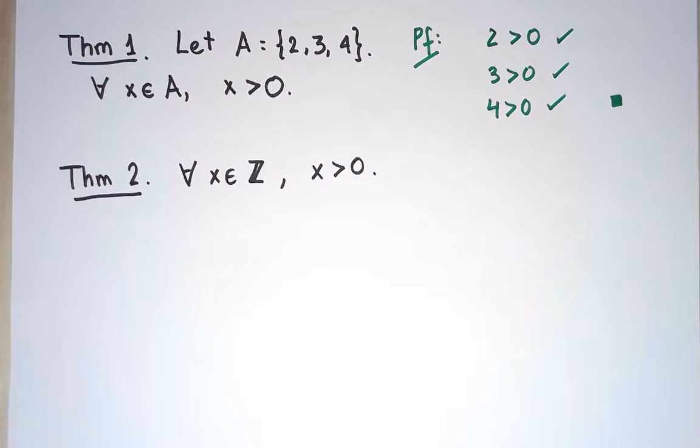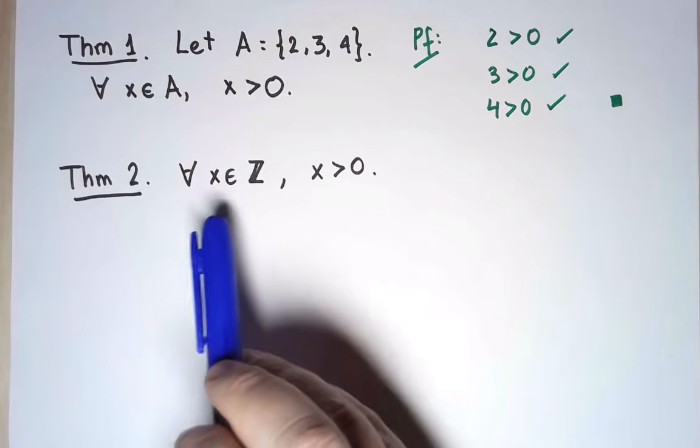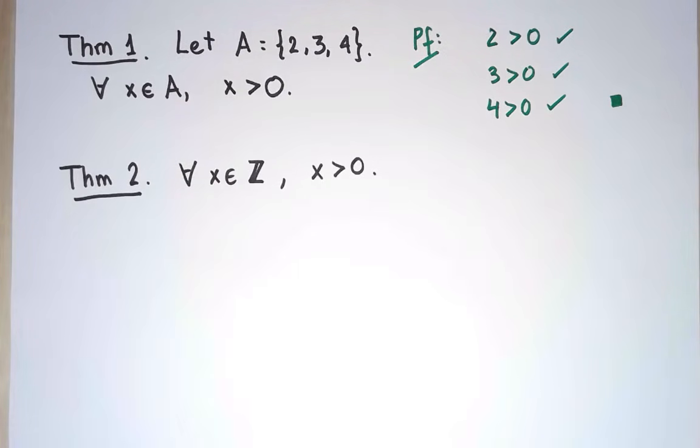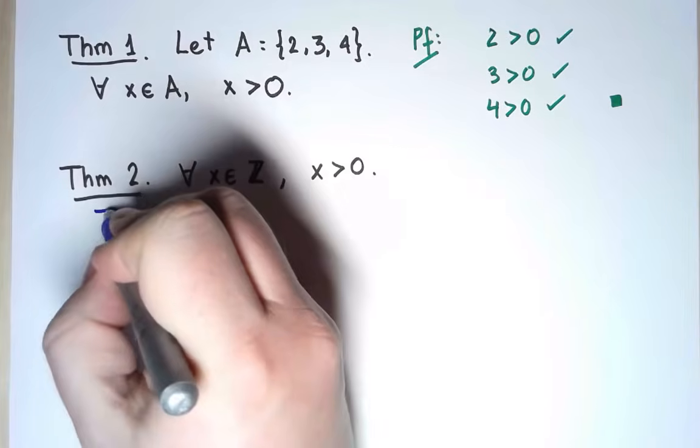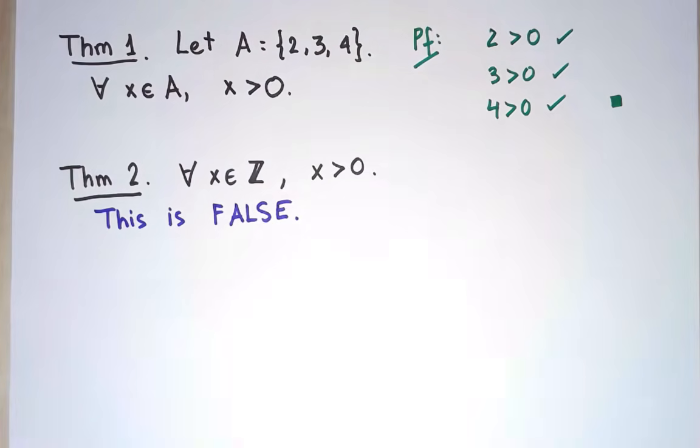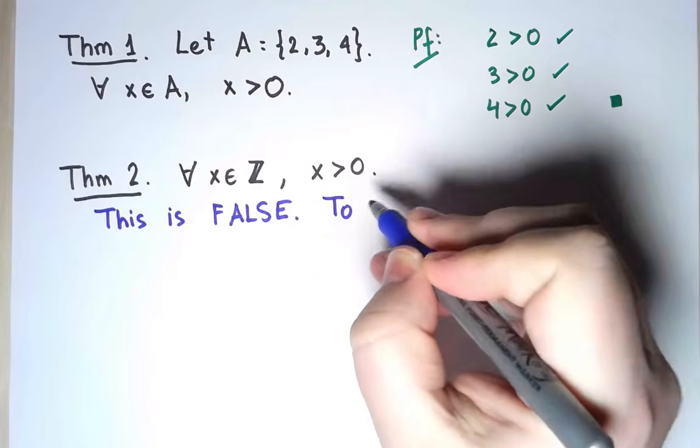This says something similar, but for a different set. Instead of for A, for the integers. For every integer x, x is positive. And well, can I prove this? No, I can't, because this is false. Not every integer is positive. Okay, so instead of showing it is true, I'm going to show it is false.